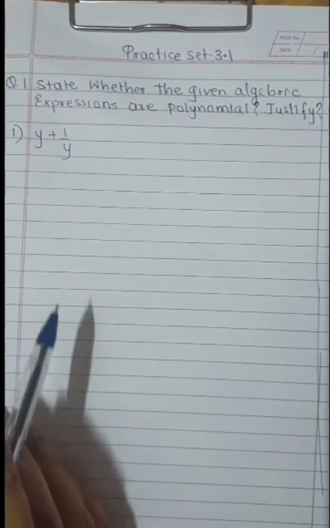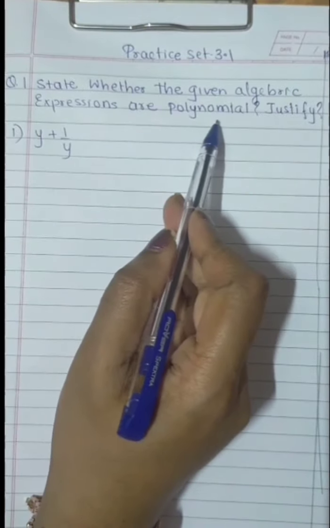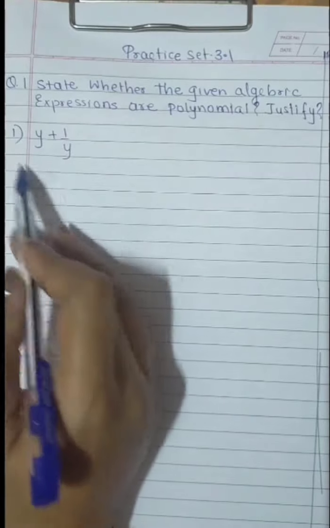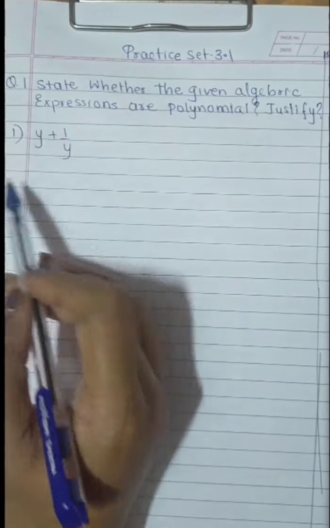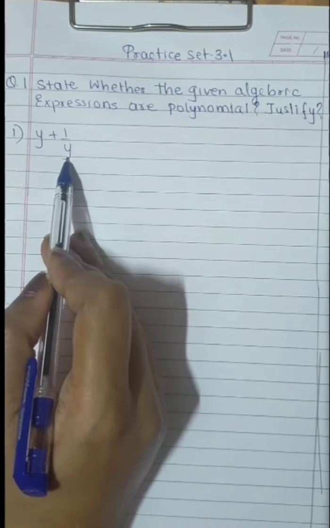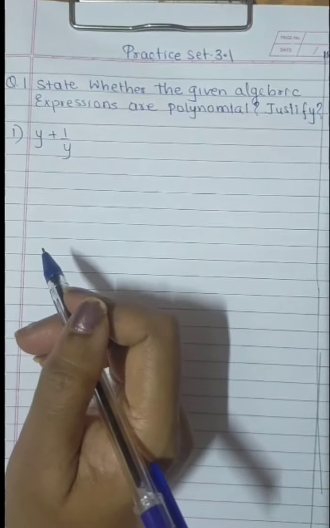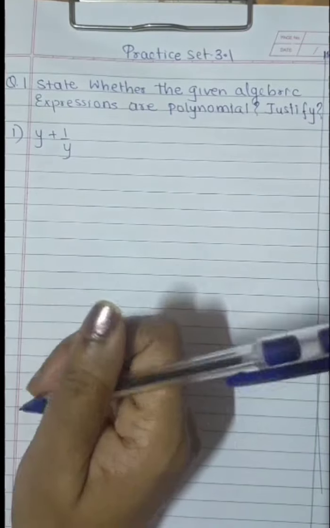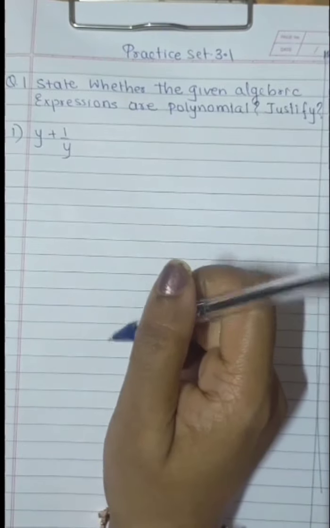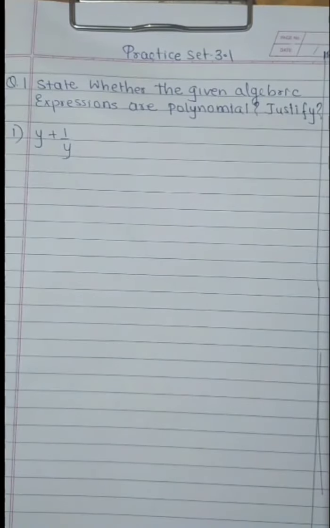Now question number 1 is given. State whether the given algebraic expressions are polynomials. Justify. We have to justify whether this expression is polynomial or not. So here you can see what is given: y plus 1 upon y. If we understand the degree, we can easily understand what is a polynomial.